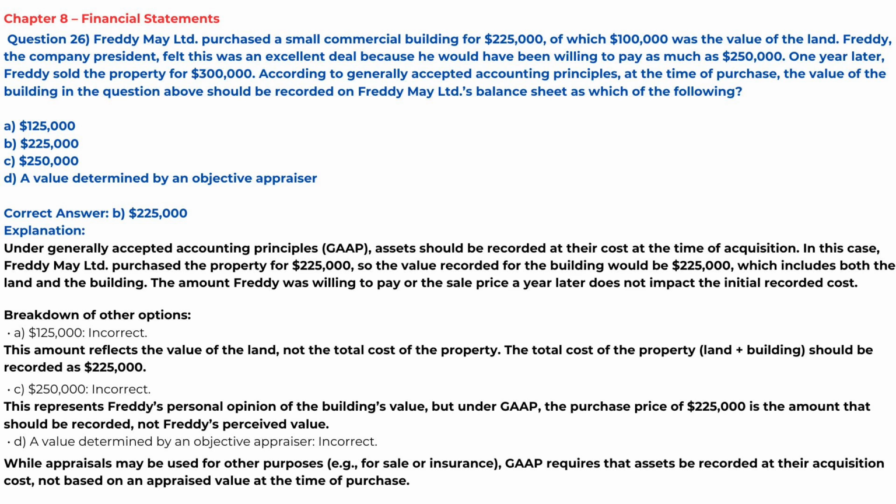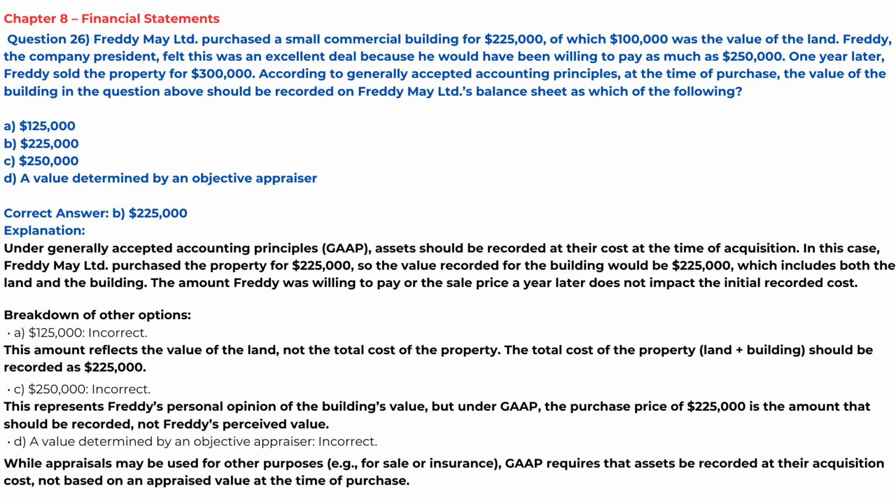$225,000. Explanation. Under generally accepted accounting principles, GAAP, assets should be recorded at their cost at the time of acquisition. In this case, Freddie Mae Limited purchased the property for $225,000, so the value recorded for the building would be $225,000, which includes both the land and the building. The amount Freddie was willing to pay, or the sale price a year later, does not impact the initial recorded cost.